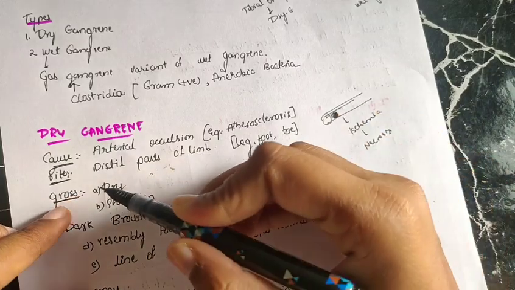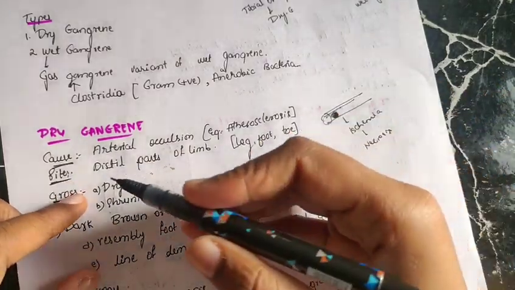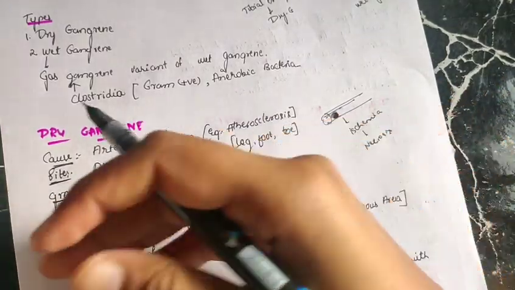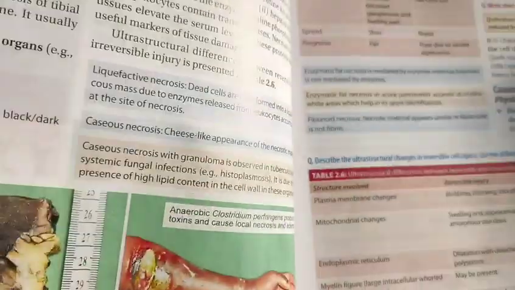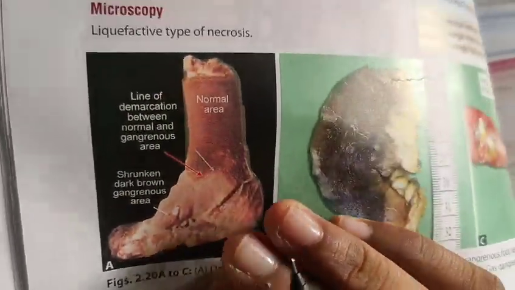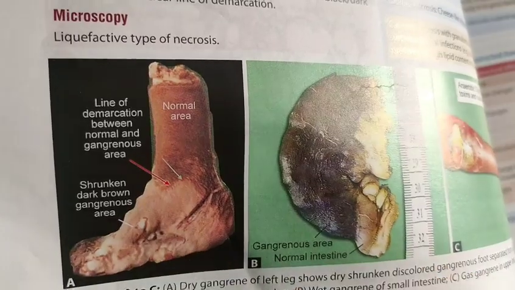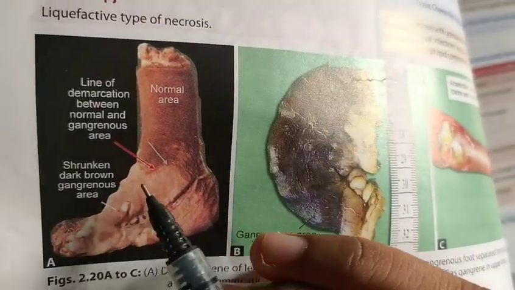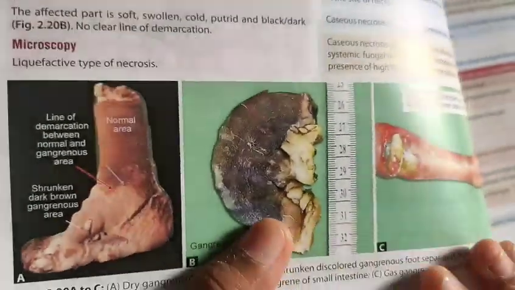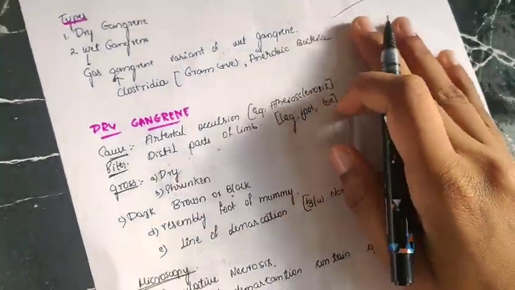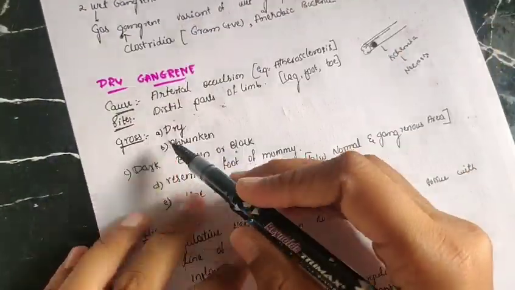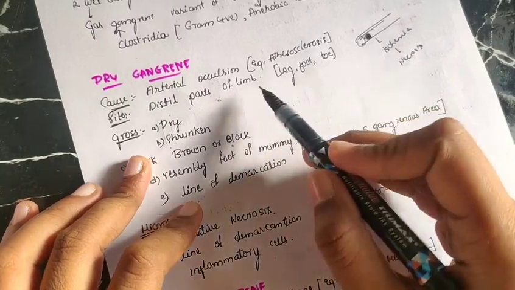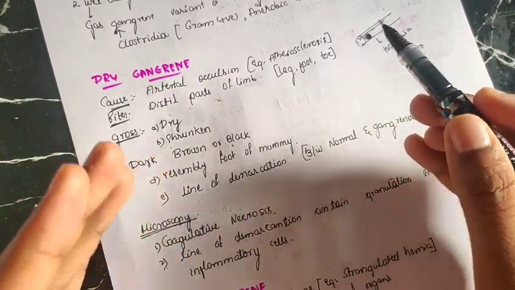Example, atherosclerosis. The site where dry gangrene takes place is the distal part of the limb, as I have shown in this limb diagram. This is the distal part of the limb where dry gangrene takes place, and the line of demarcation you can see in dry gangrene. The site, I have said, is the distal part of the limb, that is leg, foot or toe.